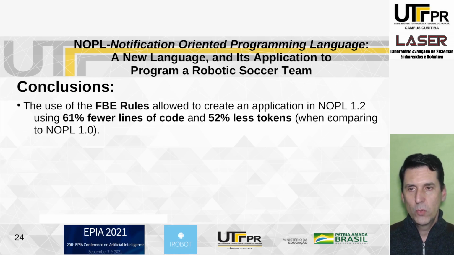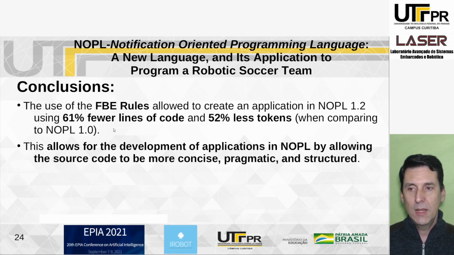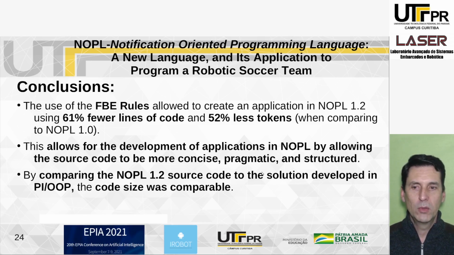As conclusions, we can say that the implementation of FBA rules allowed us to create applications in NOPL 1.2 with 61% fewer lines of code and 52% fewer tokens when compared to NOPL 1.0. And this allows the development of applications in NOPL with source code that is more concise, pragmatic, and structured. Comparing NOPL 1.2 source code to the solution developed in OOP with C++, the code size was comparable.